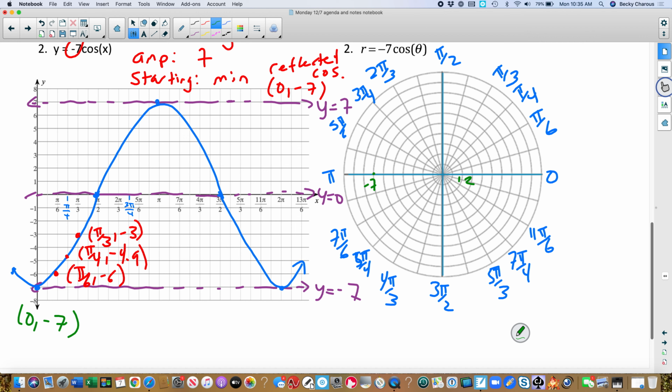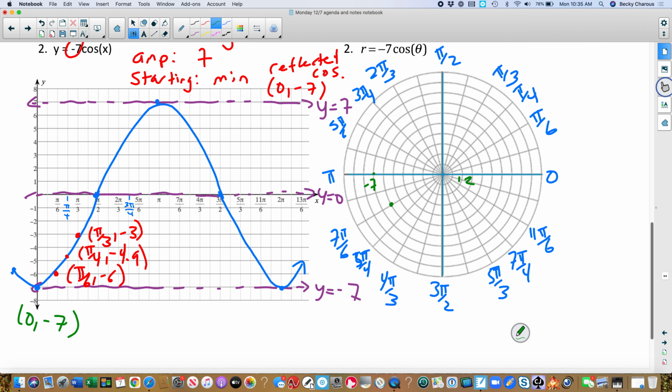Then pi over 6, -6. So what that means is you're on the pi over 6 ray, but you need to go in the negative direction. So you're actually going to flip across the pole, which will put us on what ray? The 7 pi over 6, and then count out six circles. 1, 2, 3, 4, 5, 6.